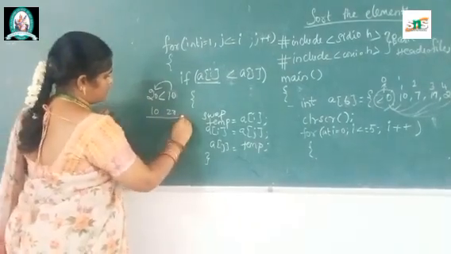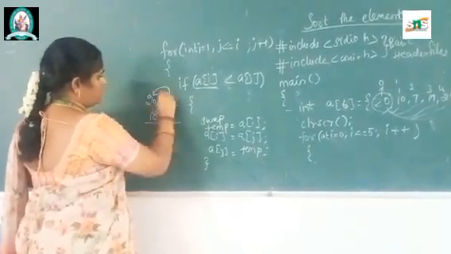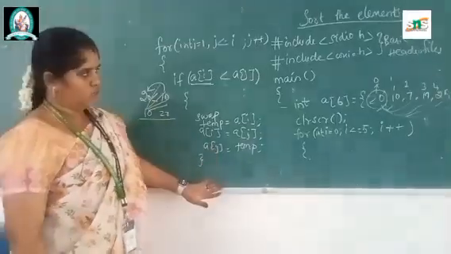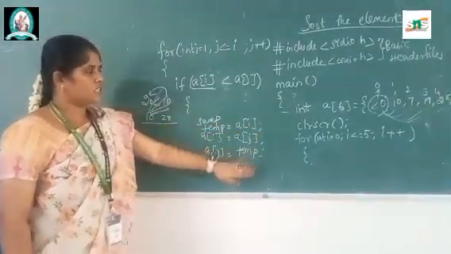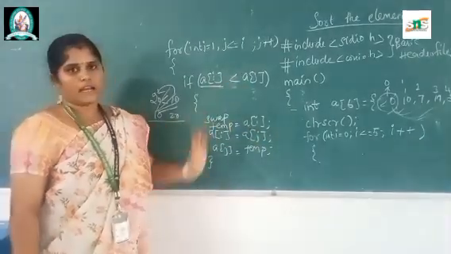Again the sequence is repeated. Again the first value will be checked with all the remaining 5 values. So in this video we have discussed how to sort the elements through the arrays concept.